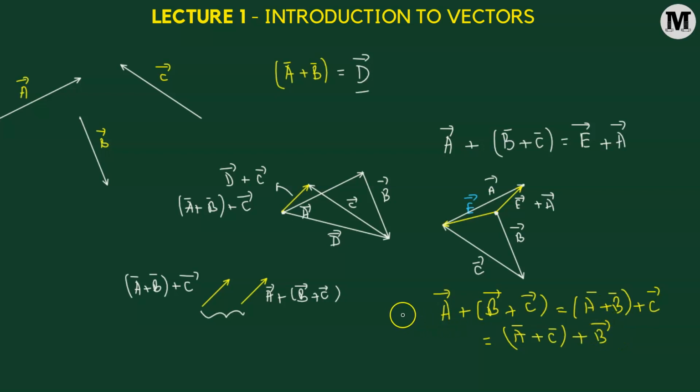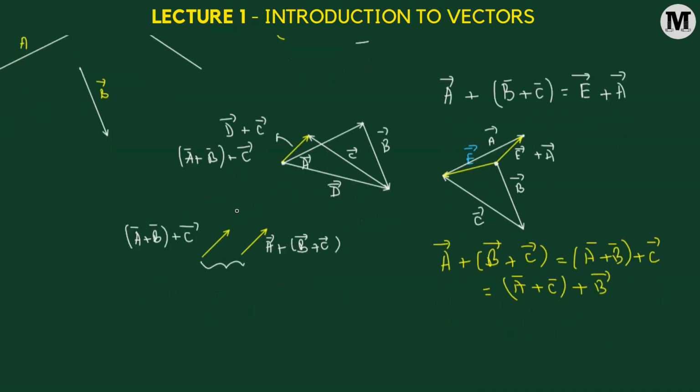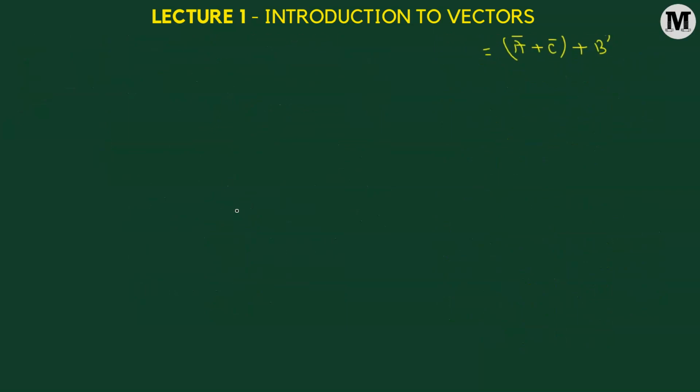So we have established the fact that vector addition is also associative in nature. Now that we have understood how to add vectors, the next task will be to understand how to subtract vectors. Before going to subtraction of vectors, we need to understand scalar multiplication, the multiplication of some scalar quantity with a given vector.